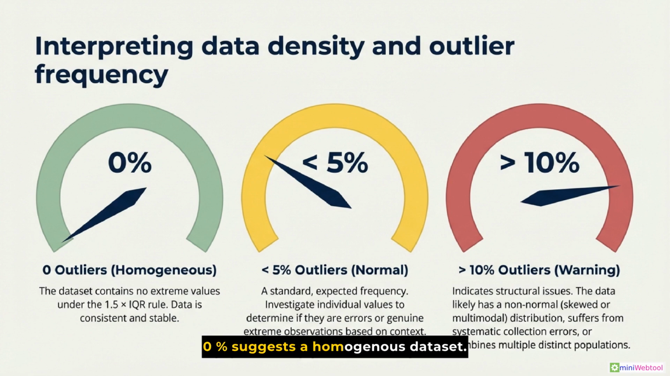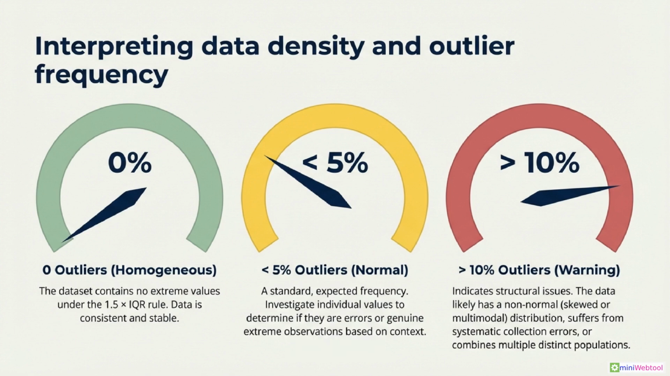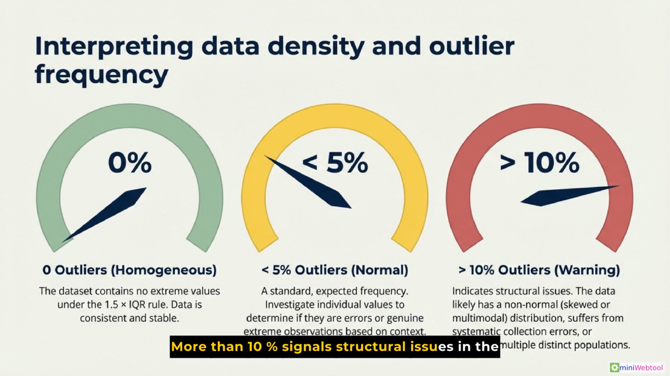0% suggests a homogeneous dataset. Less than 5% is normal, but warrants investigation. More than 10% signals structural issues in the data.